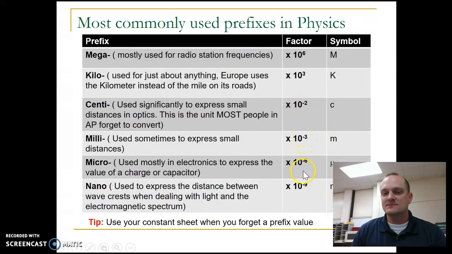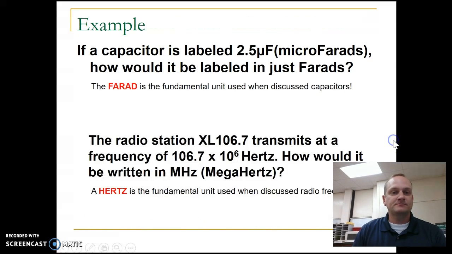We have these negative exponents here, so times 10 to the negative 2, that means it's 1/100th of something. Times 10 to the negative 3, 1,000th of something. 10 to the negative 6, 1,000,000th of something. And this is centi, milli. Micro gets the Greek letter mu, so that's a little bit different. And nano is 1/1,000,000,000th of something.